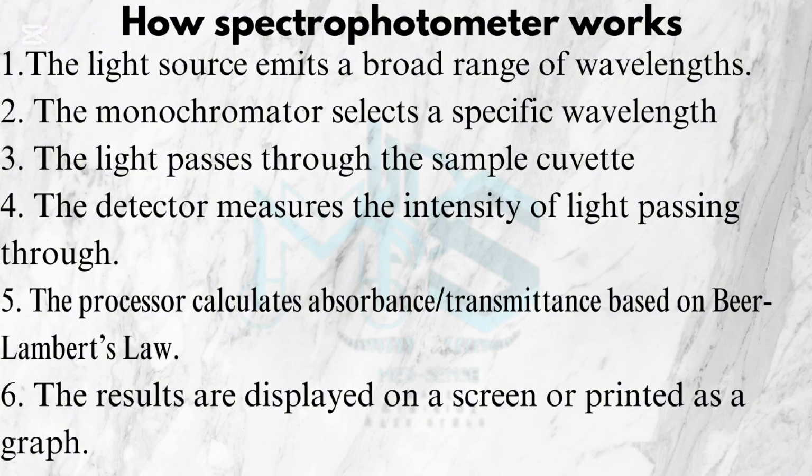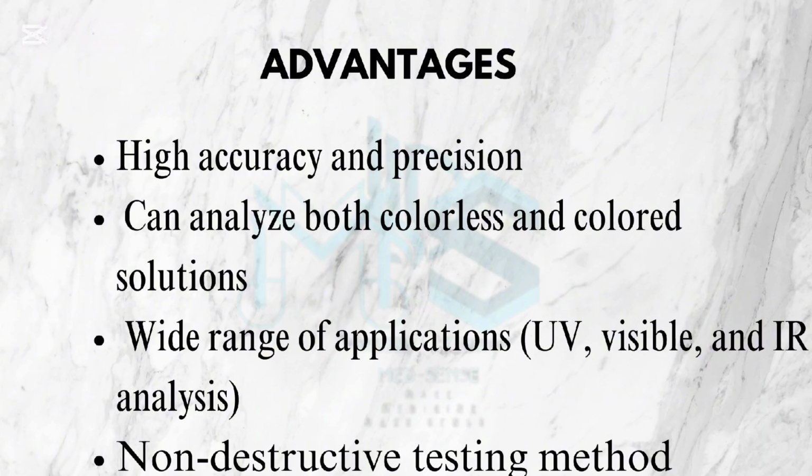The light source emits a broad range of wavelengths. The monochromator selects a specific wavelength. The light passes through the sample cuvette. The detector measures the intensity of light passing through. The processor calculates the absorbance. The results are displayed on the screen.